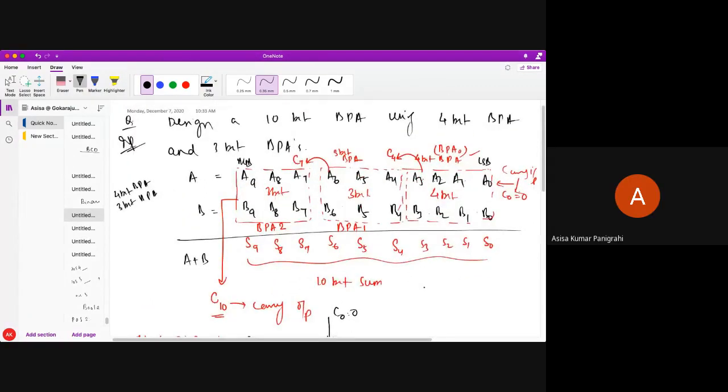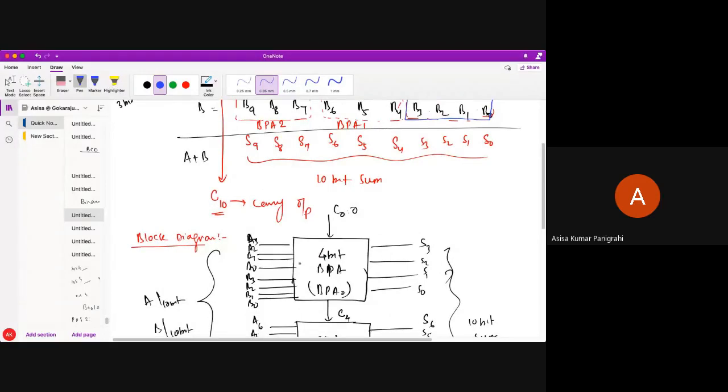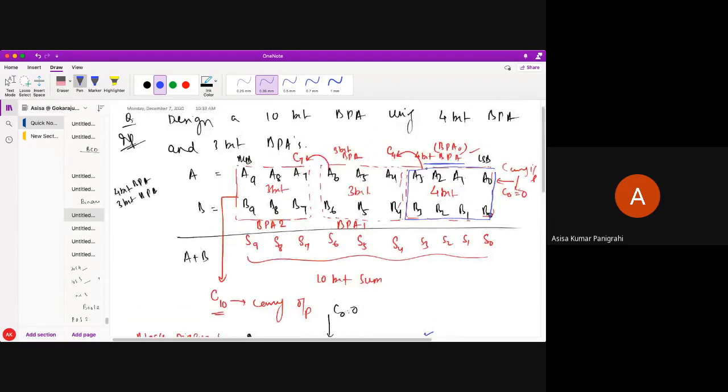Once again, what I'm saying is, to design a 10-bit BPA, I just need a 4-bit BPA and a 3-bit BPA. So the question is: design a 10-bit BPA using 4-bit BPA and 3-bit BPA. In order to design it with the help of a 4-bit BPA, I start from the LSB. From the LSB, take 4 bits of A and 4 bits of B. That will be designed with the 4-bit BPA that I have done here, and this 4-bit BPA generates 4 bits of sum and a carry C4. That carry will be propagated to the next BPA.